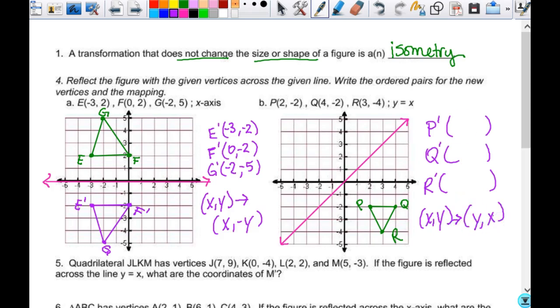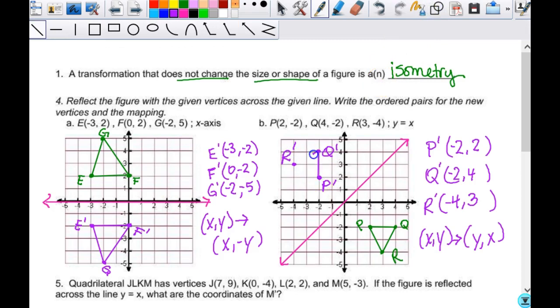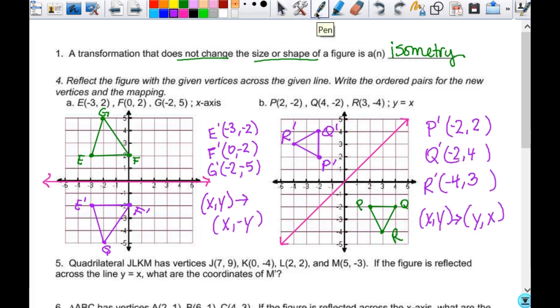So I just take these. P prime is -2, 2. Q prime is -2, 4. R prime is -4, 3. Then I can go and just graph them, and I don't have to worry about counting anything anywhere. So -2, 2 is P prime. -2, 4 is Q prime. -4, 3 is R prime. And there we go. Okay. Everybody good? All right.